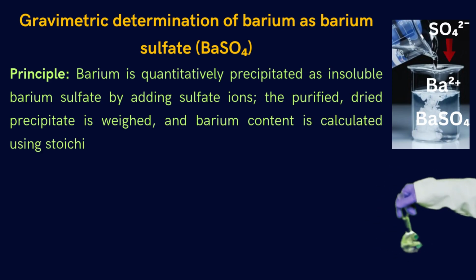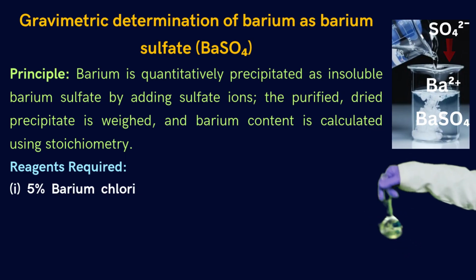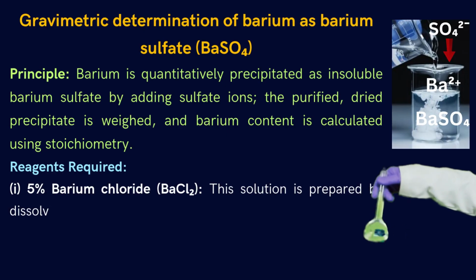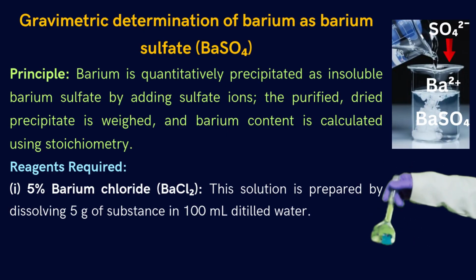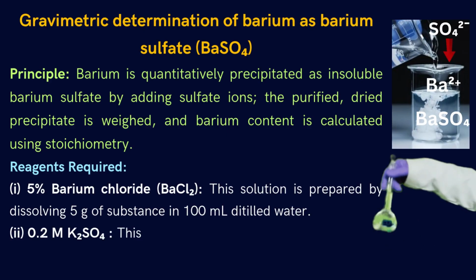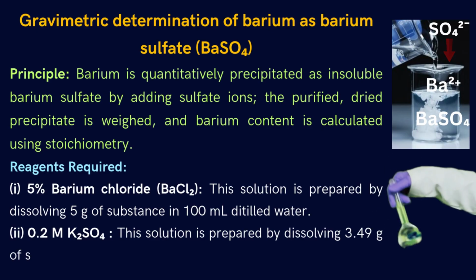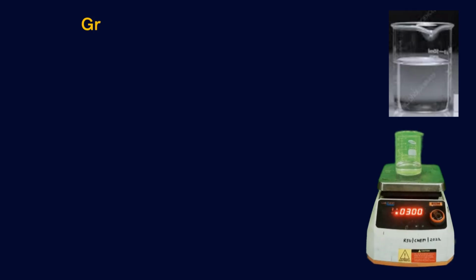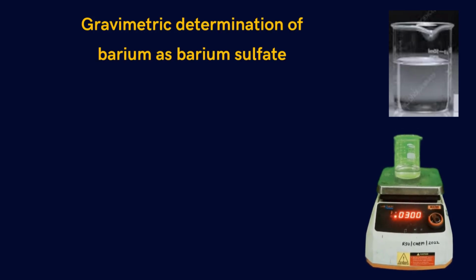The reagents required are, first, 5% barium chloride. This solution is prepared by dissolving 5 grams of substance in 100 ml distilled water. Second, 0.2 molar potassium sulfate, K2SO4. This solution is prepared by dissolving 3.49 grams of substance in 100 ml distilled water. Here we will see the gravimetric determination of barium as barium sulfate.